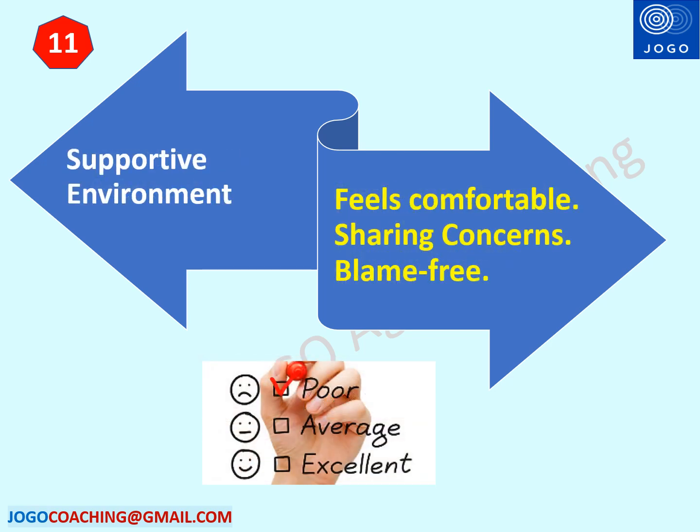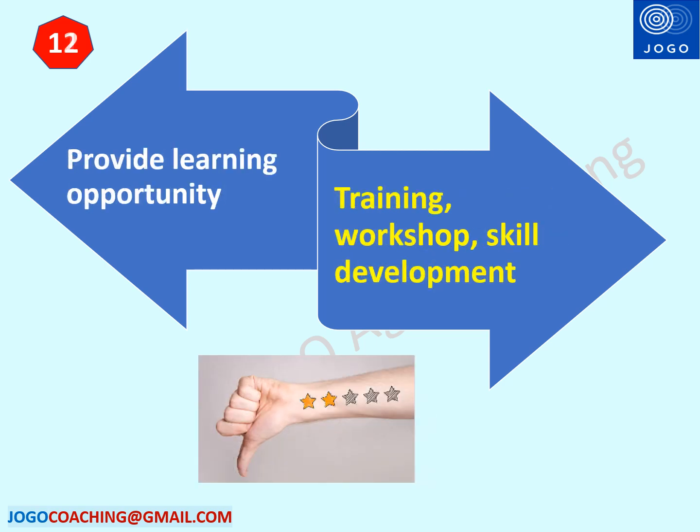The 11th tip is create a supportive environment. The Scrum Master should ensure that the team member feels comfortable seeking help and sharing concerns without any hesitation. The Scrum Master should promote a blame-free atmosphere in the team. The 12th tip is explore and provide learning opportunities. The Scrum Master should encourage the team member to participate in trainings, workshops, or skill development activities to enhance their capabilities. So this will help the team member to come out of the performance issue.